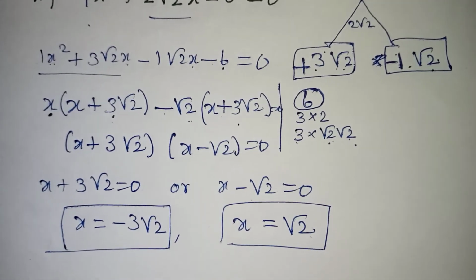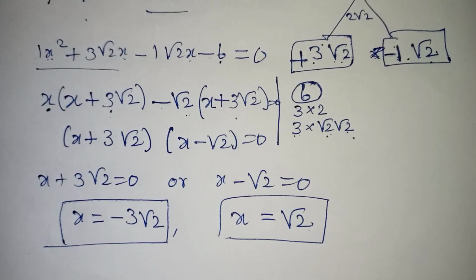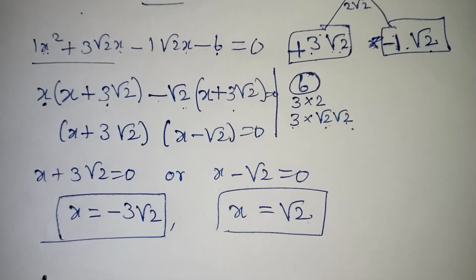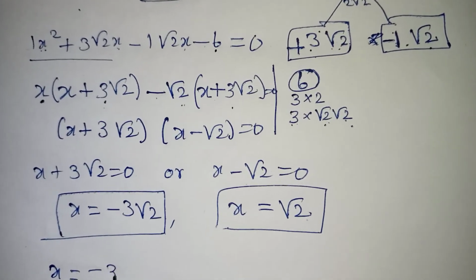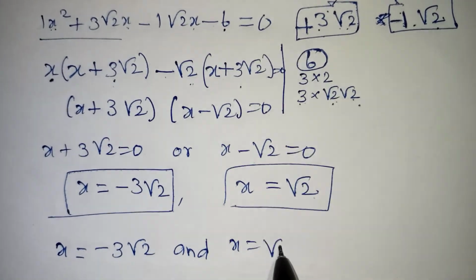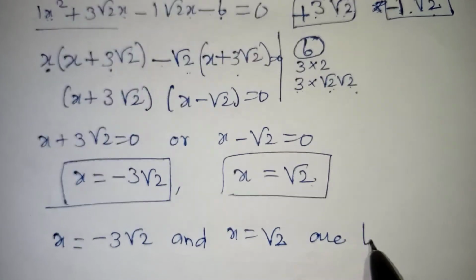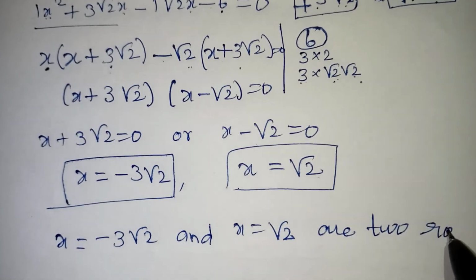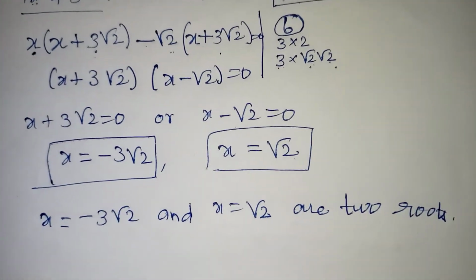So we are getting the two roots for the given equation. We can write x is equal to minus 3 root 2 and x is equal to root 2 are the two zeros of the quadratic equation. That is our correct solution.